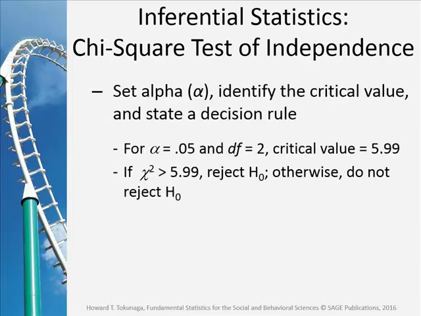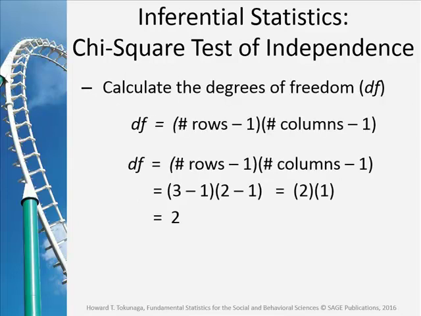Setting alpha and the critical value is the same, but hate to do this to you, degrees of freedom is slightly different. The degrees of freedom is the number of rows minus 1, times the number of columns minus 1. I don't really want to explain this. You're going to have it on an equation sheet. Just trust me.